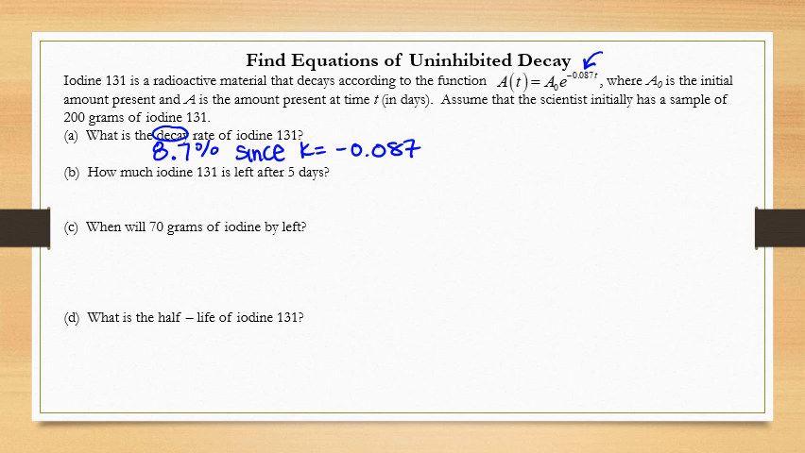How much iodine-131 is left after 5 days? So that's substituting in t equals 5. So this A naught, again, is that initial amount, and they told us that the initial amount is 200 grams. So substituting that into your calculator will give you a value of about 129.45 grams.